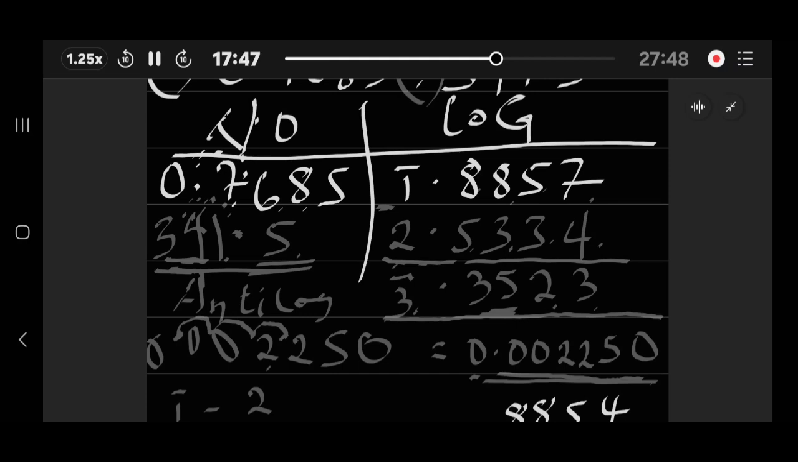Let me go to the second one. 341.5. The second number here is a large number. It's a number greater than 1. So we are lucky enough to have a number like this to help us in our example. Now that this is a number greater than 1, what will be our integer? Our integer will be 2, because the decimal will move 2 times for it to fall after the first significant figure. To move 1, 2.